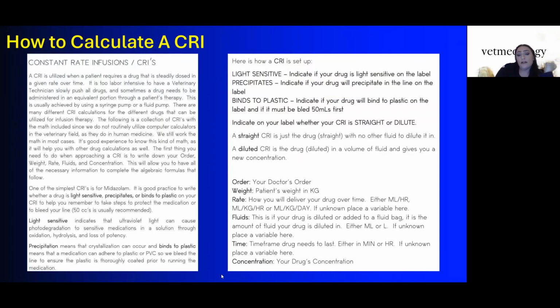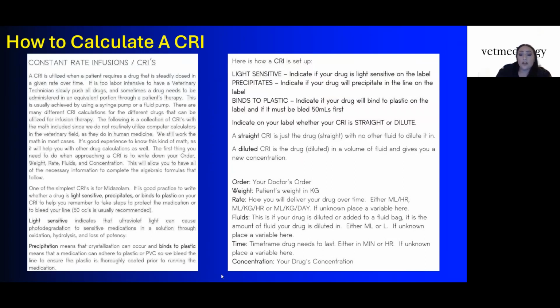The order is your doctor's order, so mics per kg per minute, mgs per kg per hour, whatever dosage they want to prescribe. The weight is your patient's weight in kilograms. The rate is how you will deliver your drug over time, either mils per hour, mils per kg per hour, or mils per kg per day. If unknown, place a variable here.